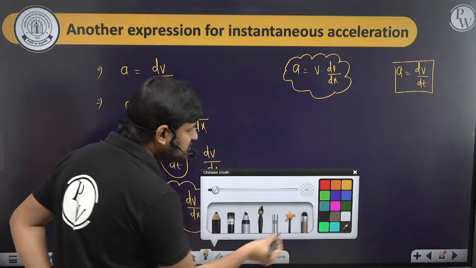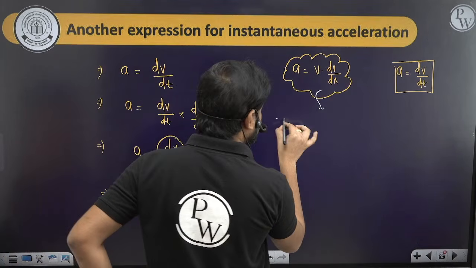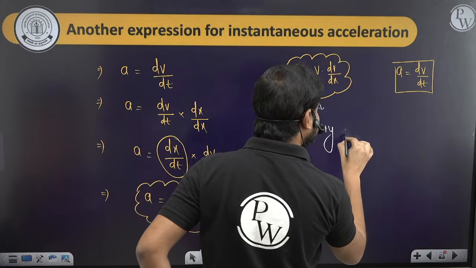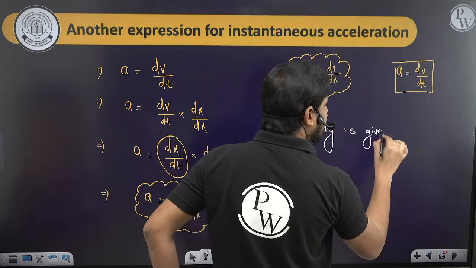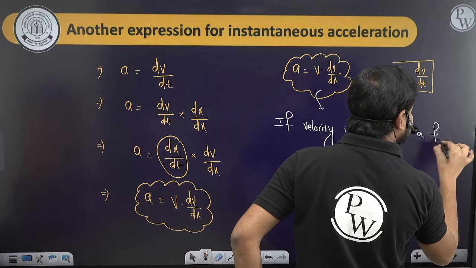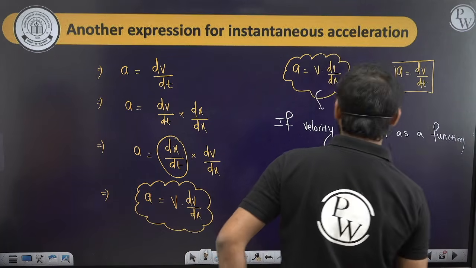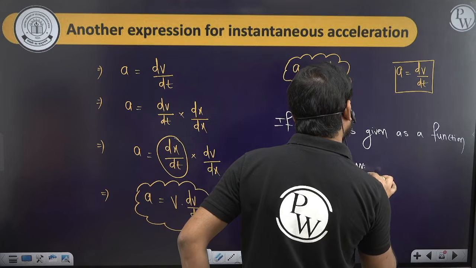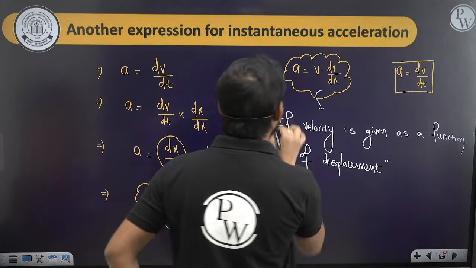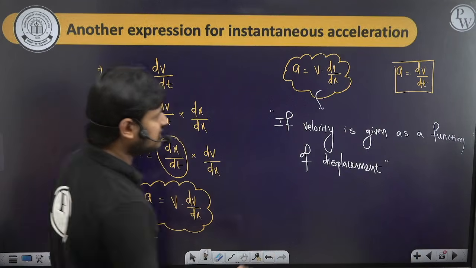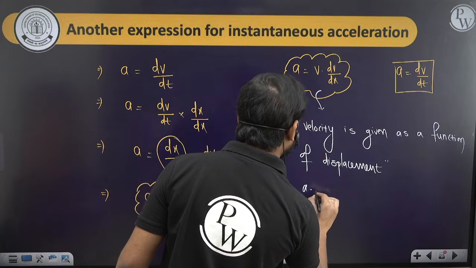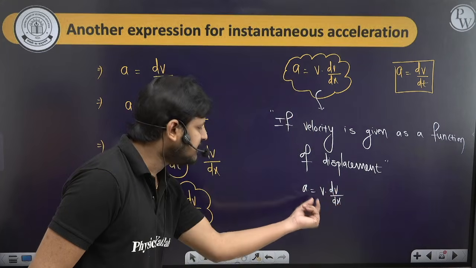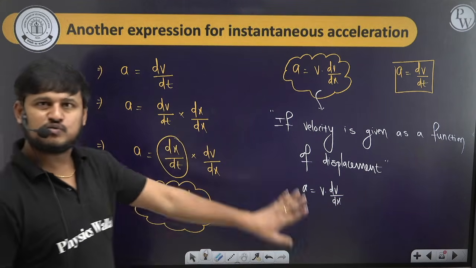So when to use this one? If velocity is given as a function of displacement, then the acceleration will be equal to v into dv by dx. We differentiate the velocity with respect to x and multiply it with the velocity. Clear? I'll solve one question so that you'll understand better.